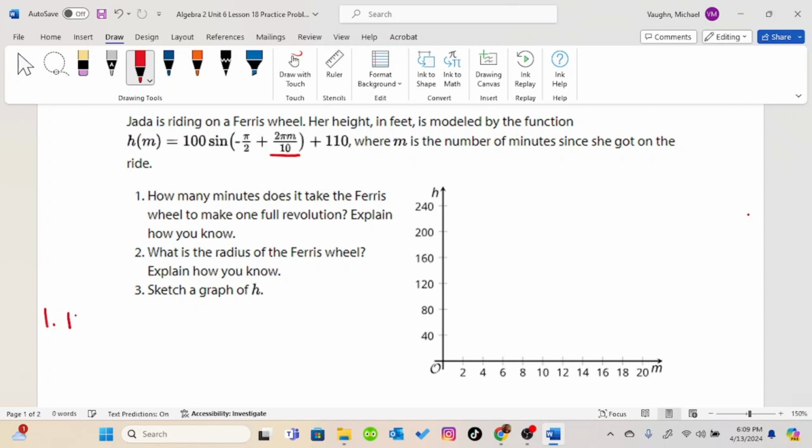So it takes 10 minutes to make one full revolution.